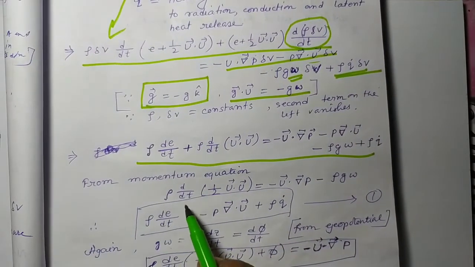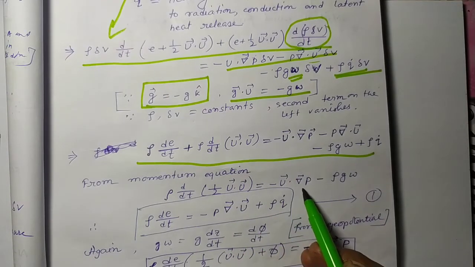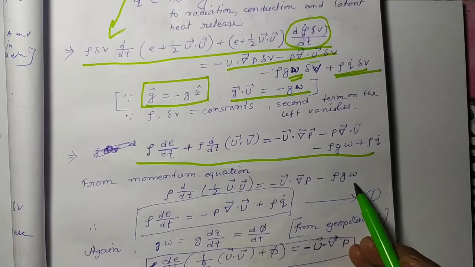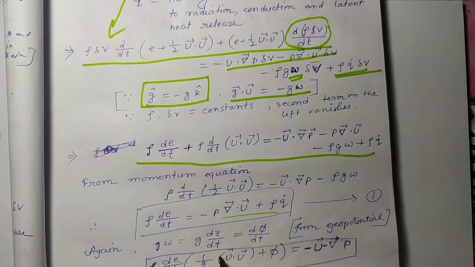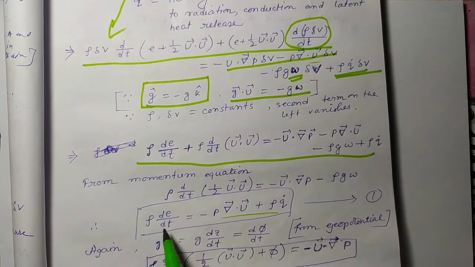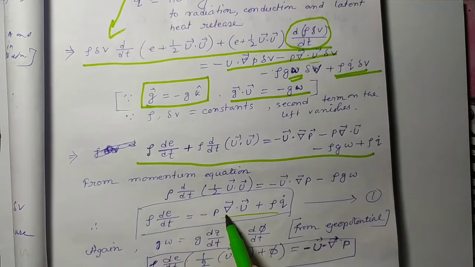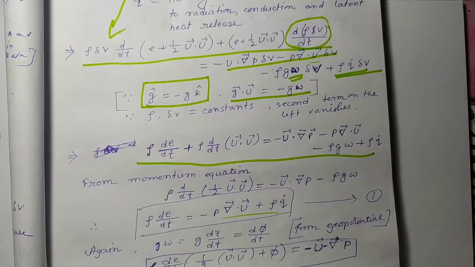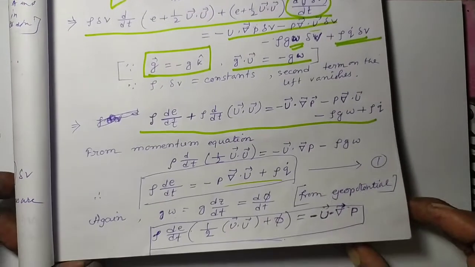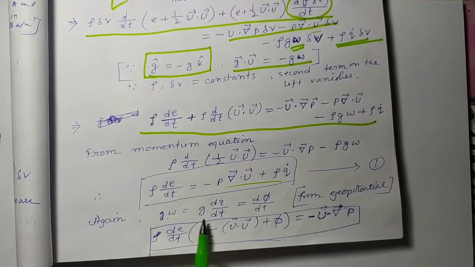Again, from the momentum equation we can write rho d/dt of half u dot u equals minus u dot grad p minus rho G w. If you write this in a different way, we get rho dE/dt equals minus P grad U plus rho Q dot. Again, from the geopotential equation, we know G w equals G dz/dt. The rate of change of vertical height is the vertical velocity.